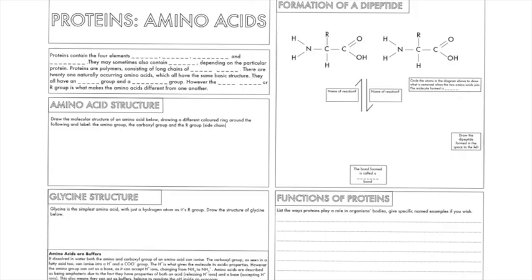Okay, so we're going to finish the lecture off with our active learning worksheet and continue with lecture for part 2 of chapter 16. Okay, and it says proteins contain 4 elements. Those are carbon, nitrogen, hydrogen, and oxygen. And they sometimes also contain sulfur, depending on the particular protein. Proteins are polymers consisting of long chains of amino acids.